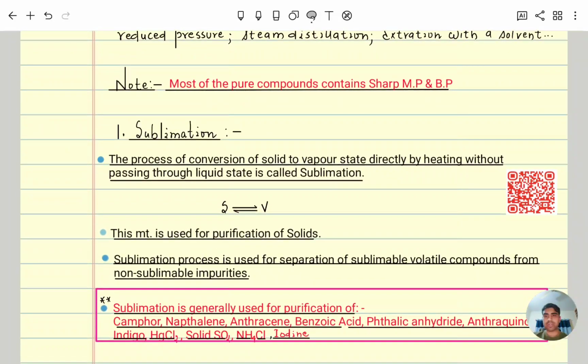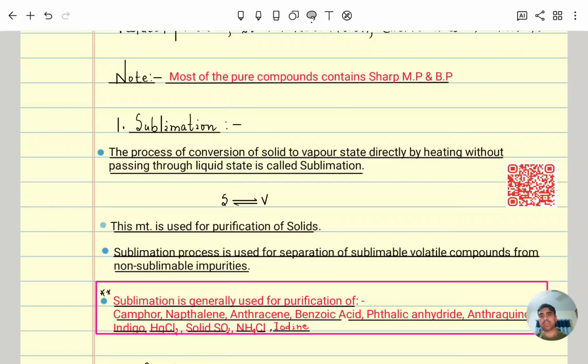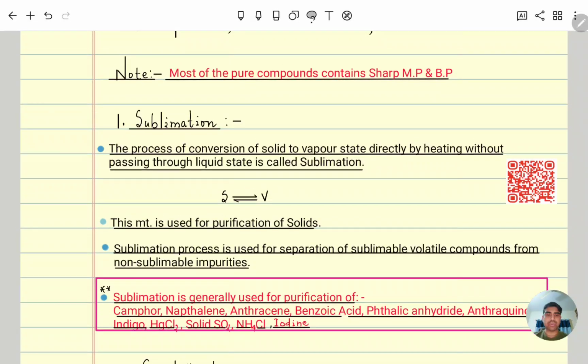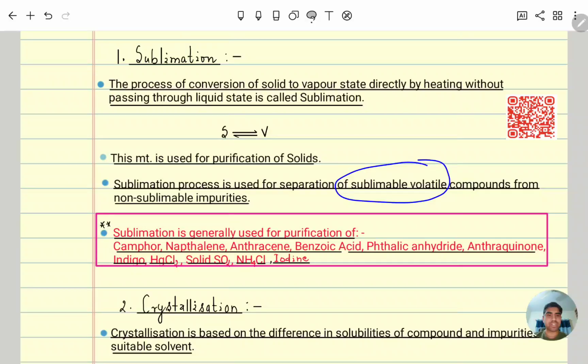Coming here, the first process by which we can segregate a solid mixture is sublimation. In the solid mixture there will be the organic compound and impurities. Either the impurities will be sublimable or the organic compound will be sublimable, meaning it directly changes from solid to gaseous state. The sublimation process is used for sublimable, volatile compounds. Sublimable means those which change directly from solid to gas. Volatile means at room temperature it directly changes from liquid to gas or solid to gas.